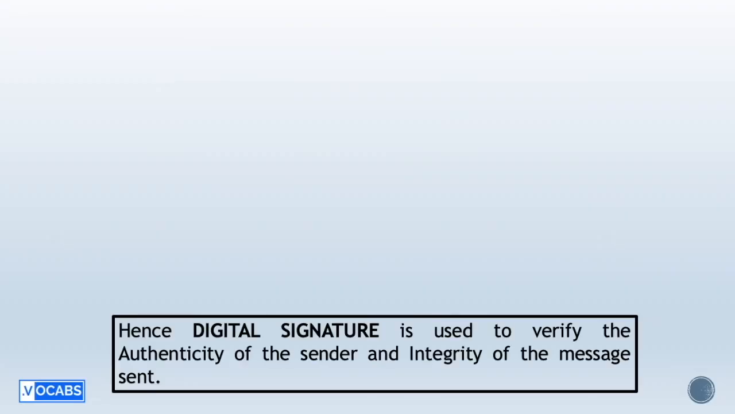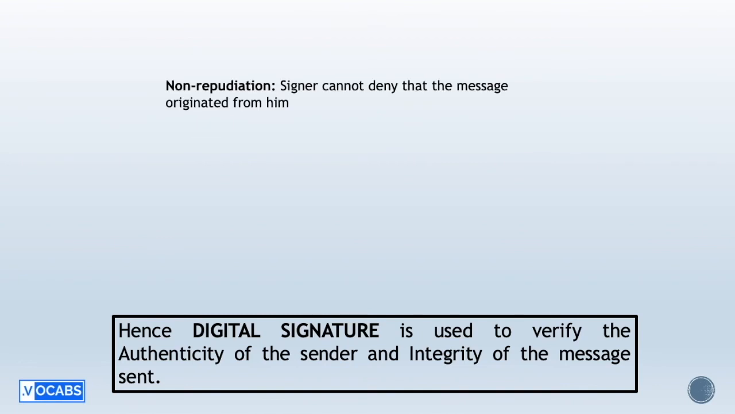Hence, digital signature is used to verify the authenticity of the sender, and also we verify this way the integrity of the message, because we have taken the message as an input to the signing algorithm. So one more feature of digital signature is that once the signature is verified with the public key, the sender cannot deny that he has sent the message. So that is called the non-repudiation property.